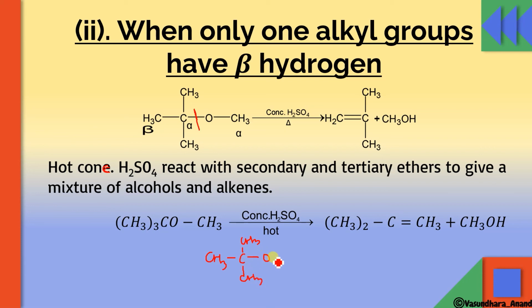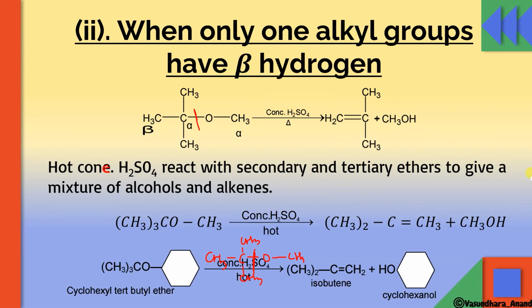So which bond is going to break? Obviously, the tertiary carbon and the oxygen bond will break. So this bond will break, and a double bond will form between alpha and beta, and this will give you the alcohol. So I hope it is clear. Yes. Chaliye, next. No, it will be CH2, not CH3.